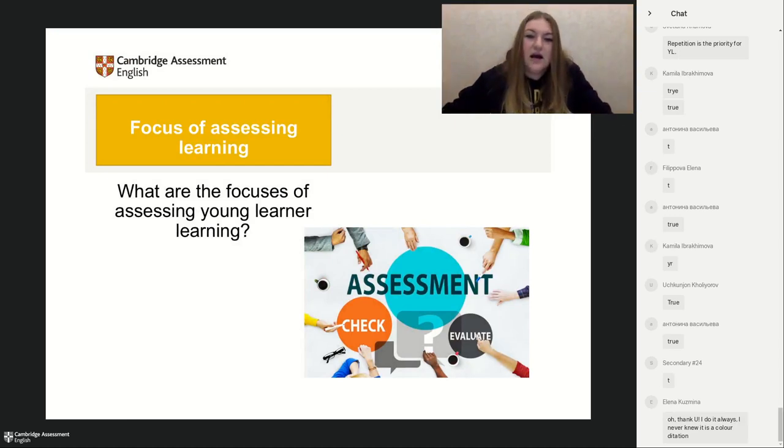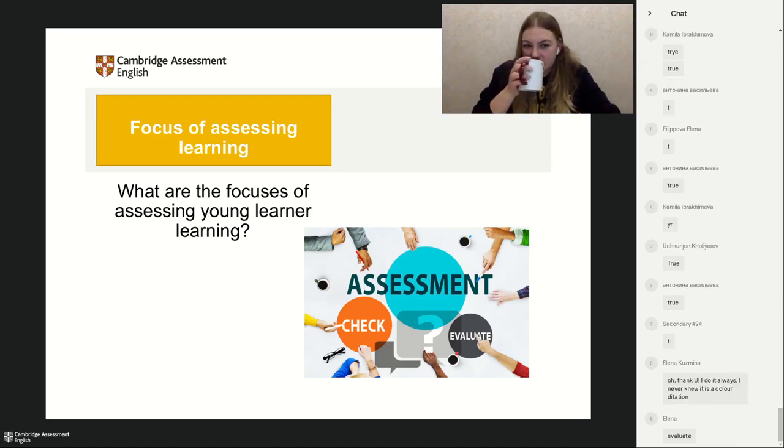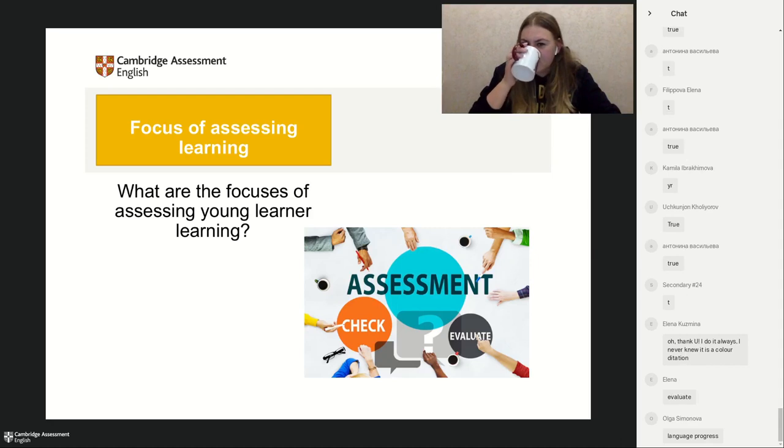Well, and the next, and I think the last one, so we are going to the end. Yes, right. So, focus of assessment for learning. So what do you think? What are the focuses of assessing? What should we pay attention to? What should we take into account? What are our focuses of assessing young learners?